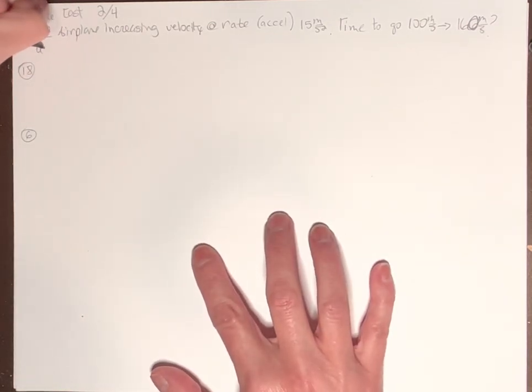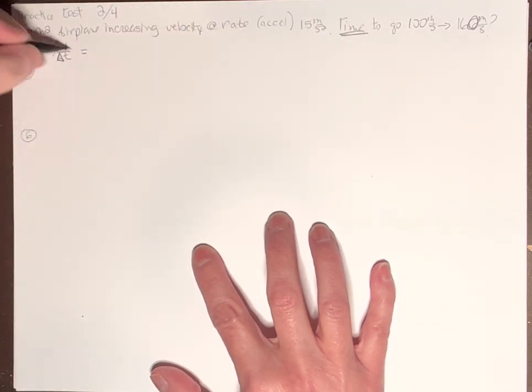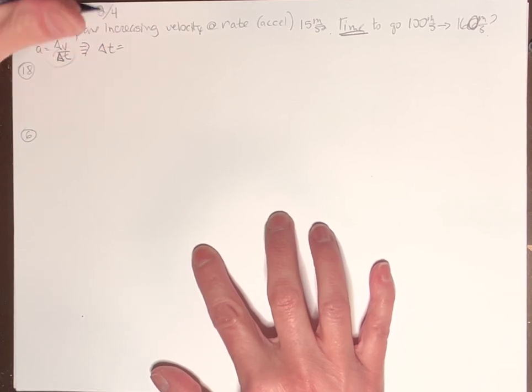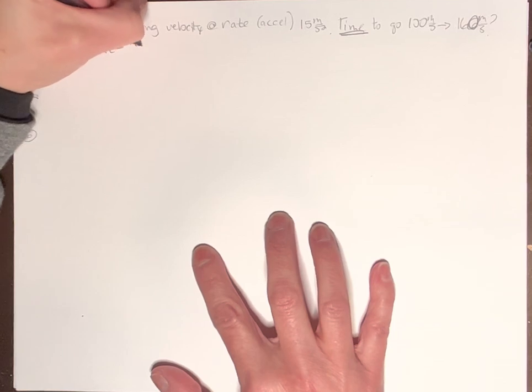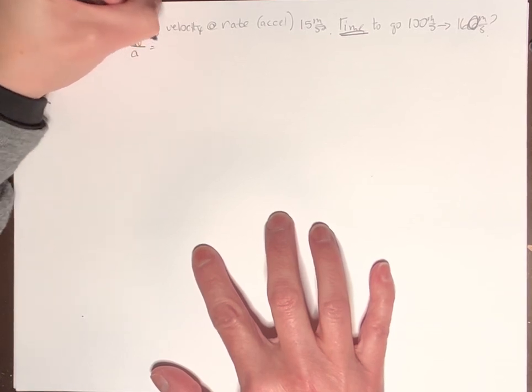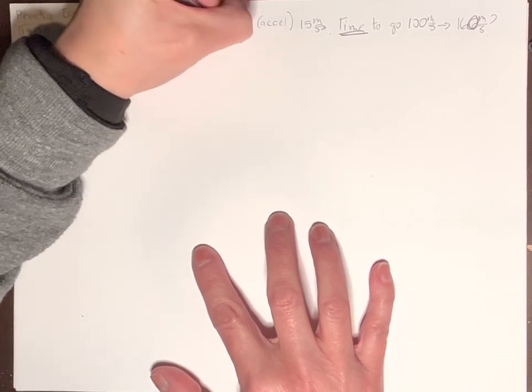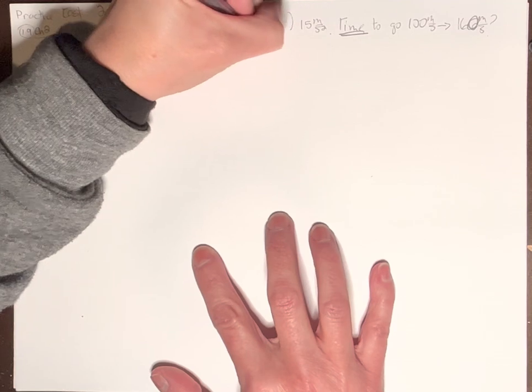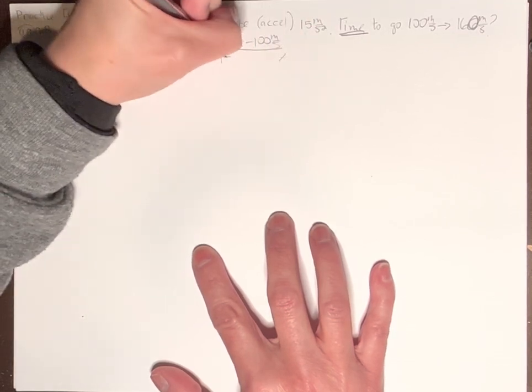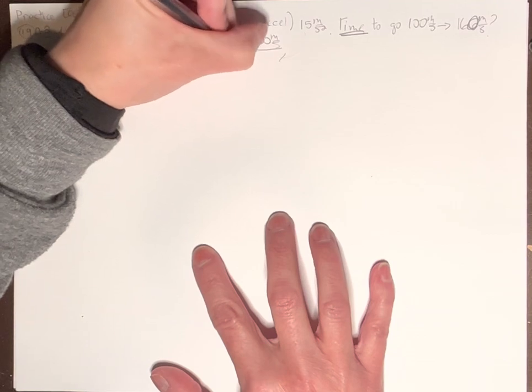So what is acceleration? It is a change in velocity over change in time. And we're asking the time it takes, so I'm going to be solving for delta t here. You can multiply both sides by time and divide both sides by acceleration. When we get to that algebra, please make sure you can do this. What you get is delta v over acceleration, which is v final minus v initial over acceleration. So 160 meters per second minus 100 meters per second over that acceleration of 15 meters per second squared.